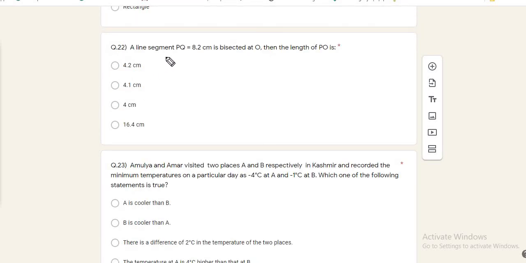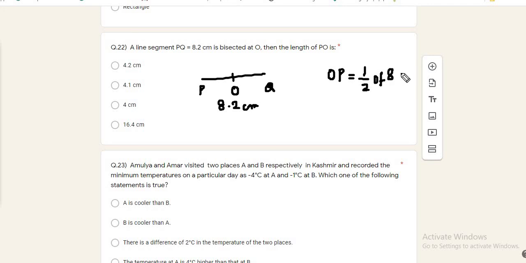Question 22. A line segment PQ is 8.2 centimeter. It is bisected at O. Bisected means it is divided into 2 equal halves. So what is the value of OP? So OP will be half of 8.2. So half of 8.2 is 4.1. So answer is B, 4.1 centimeter.